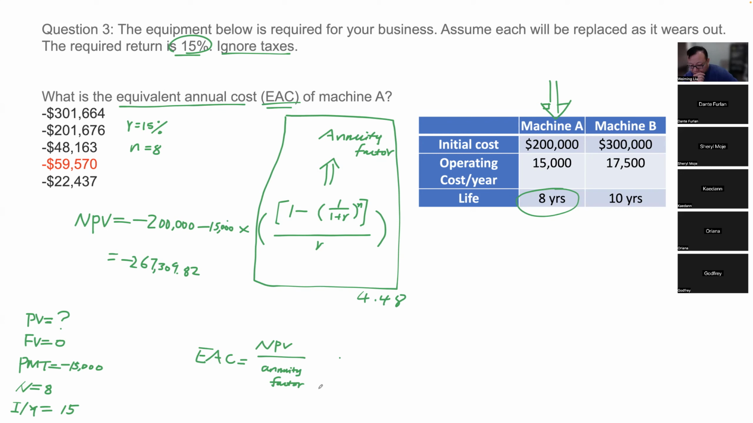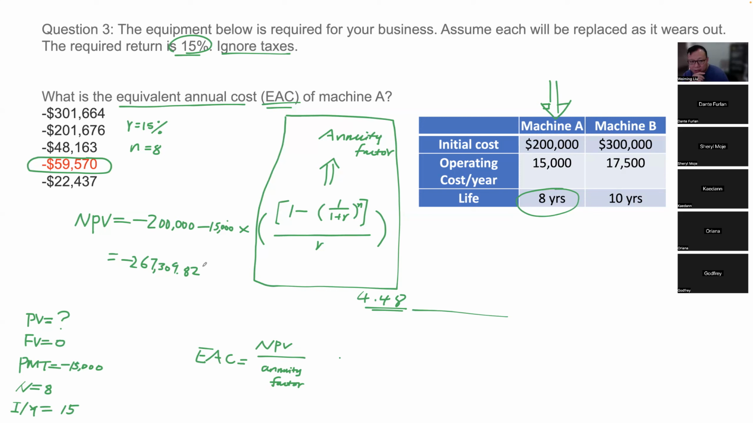Okay, so 59,667.37. Okay, so you are close enough. The result should be this one, negative 59,570. The reason why you get this is because you didn't keep all the decimals, right? For the annuity factor, the 4.48 is approximate. You probably should keep more decimals to make the result more accurate.